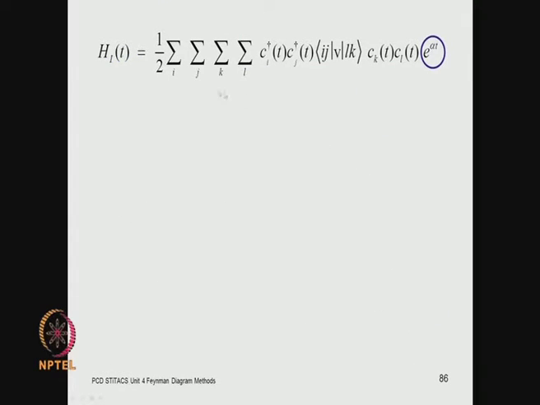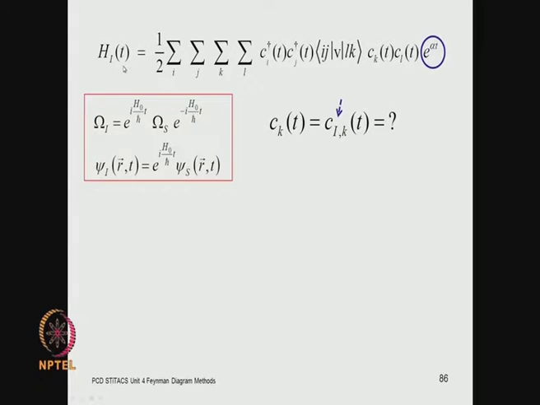So, this is the interaction picture 2 electron term. Now, let us ask what is the explicit form of this operator C_k in the interaction picture. This is already in the interaction picture, the index subscript is being suppressed, and we are asking what is the explicit form of this annihilation operator, because it will be a solution to the equation of motion for the annihilation operator.